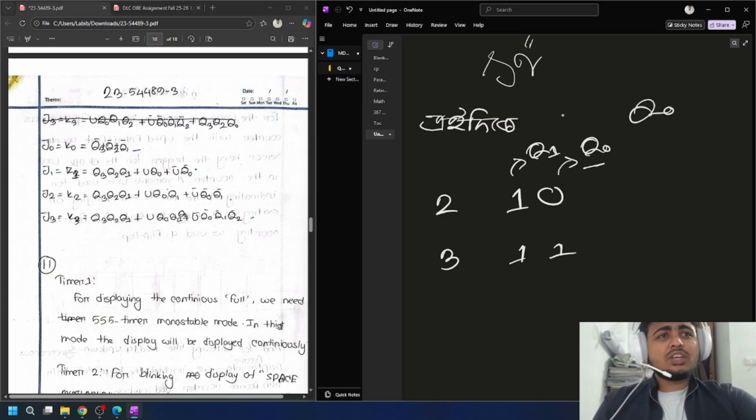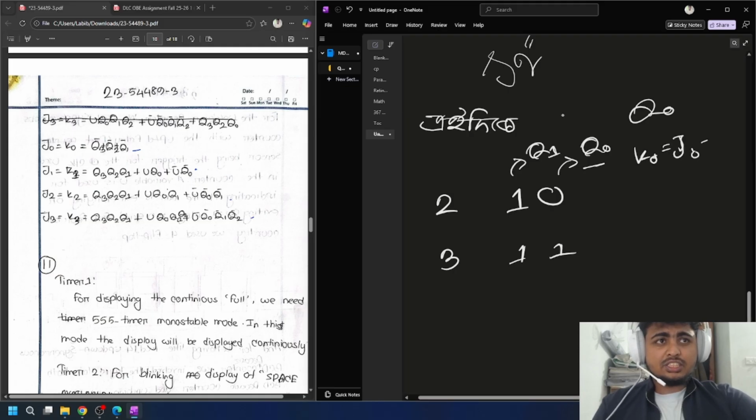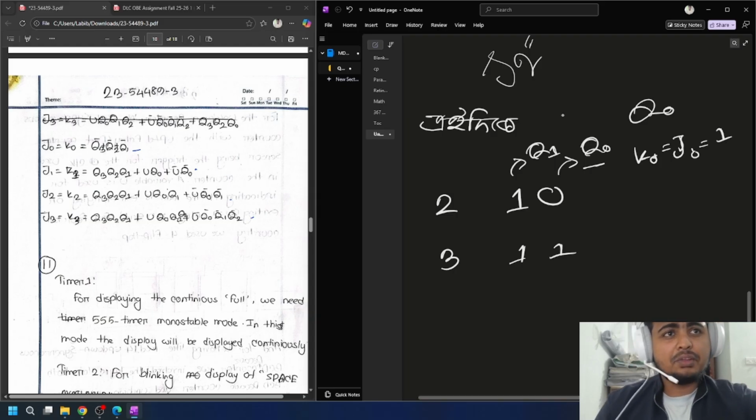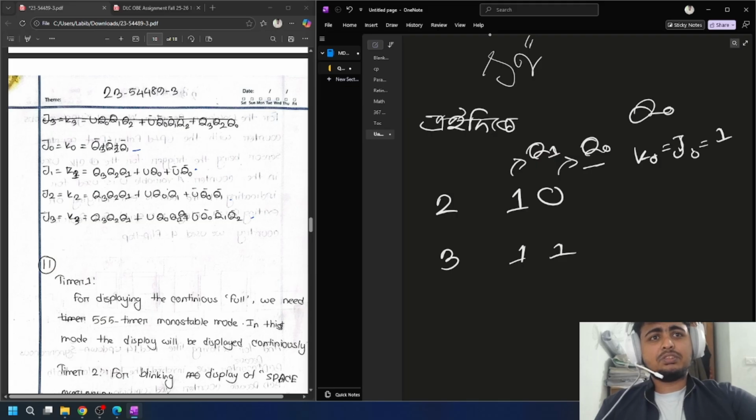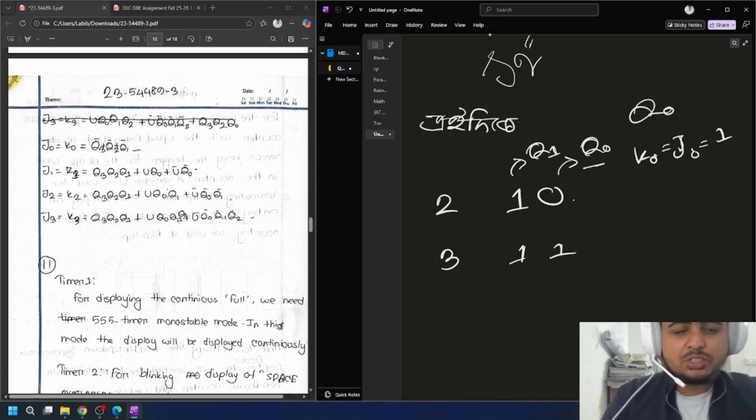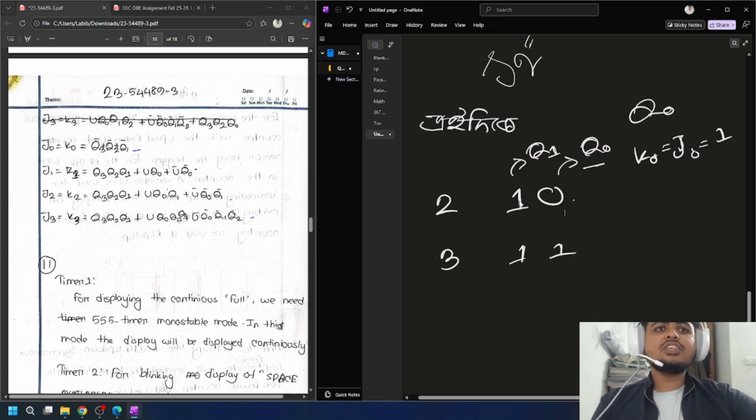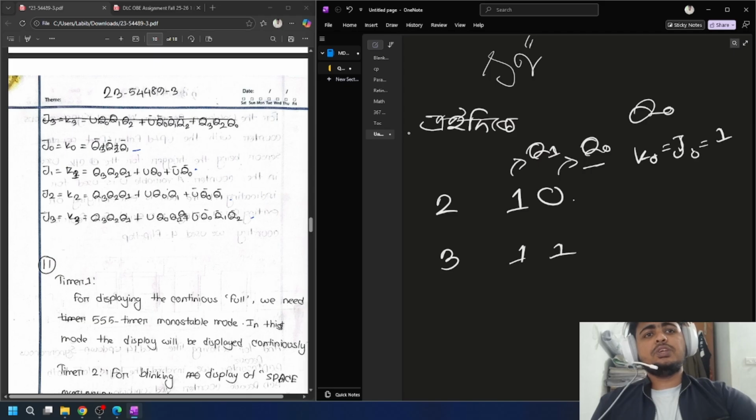As the Q naught gets updated in every pulse, we can say that for J0 and K0, J0 equals K0 equals 1. That means for every pulse of the clock, the Q naught gets updated. That means if it's 0, it gets 1, and if it's 1, in the next state it gets converted to 0.